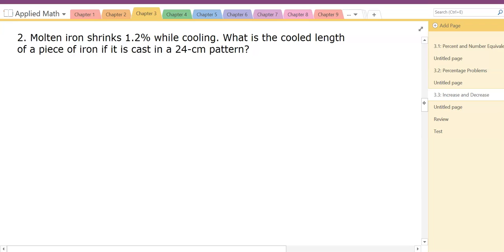So to find the amount that it shrinks by, what did you guys do? That gets you the answer times 0.8. Where'd you get 0.8 from?